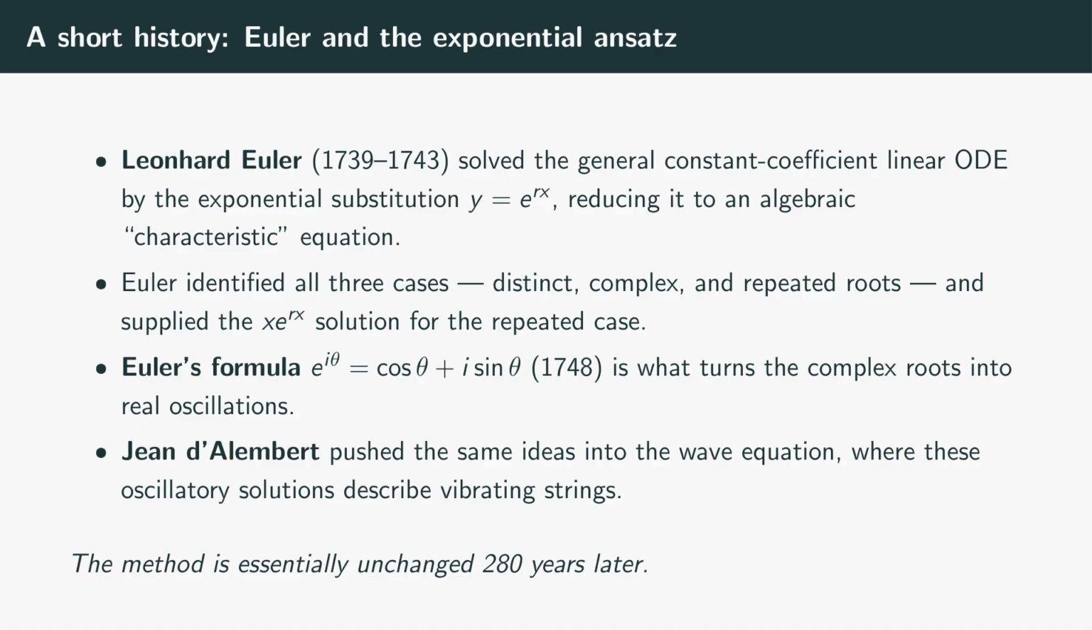The formula that rescues the complex case, e to the i theta equals cosine theta plus i sine theta, is also Euler's, published around 1748, and it is often called the most beautiful equation in mathematics. His contemporary John d'Alembert carried the same oscillatory solutions into the wave equation, describing a vibrating string. What is remarkable is how little has changed. The method you just learned is essentially the one Euler wrote down nearly 280 years ago.